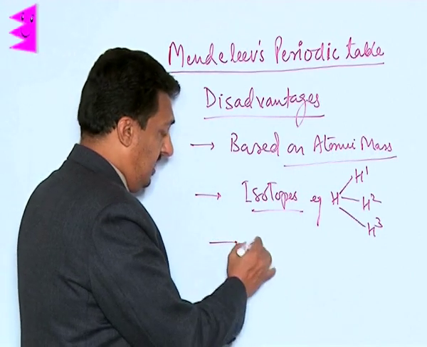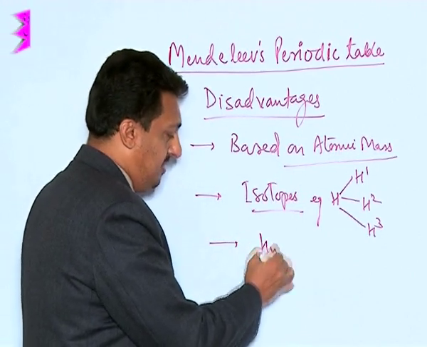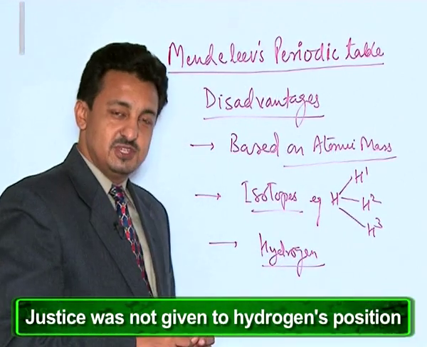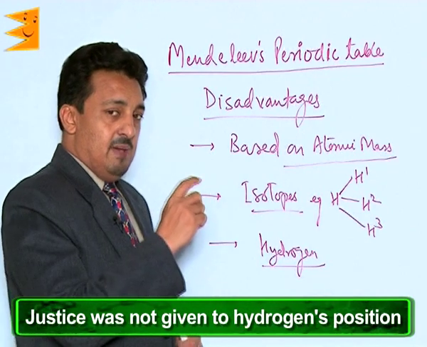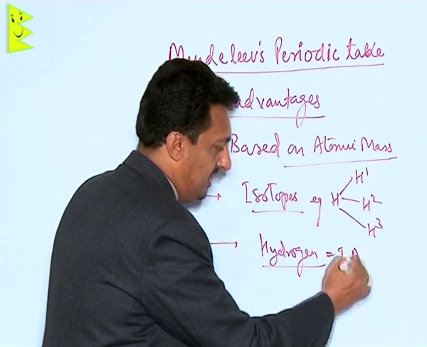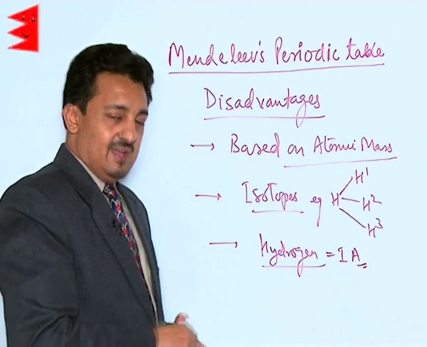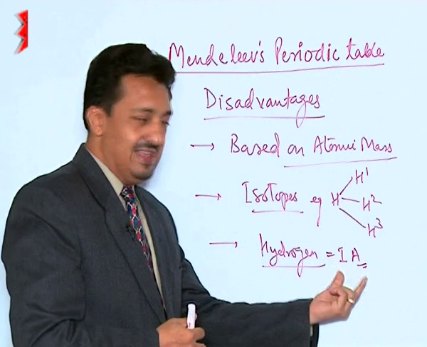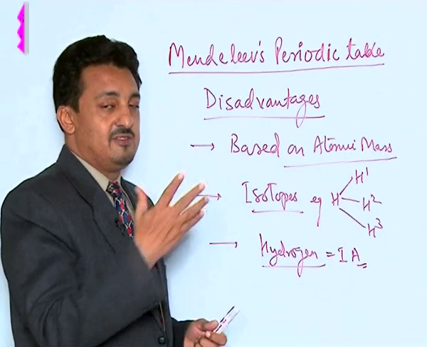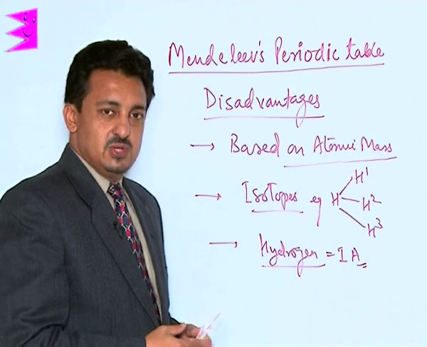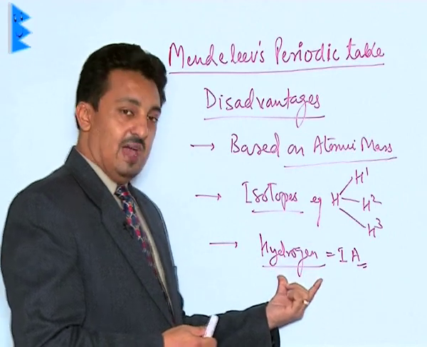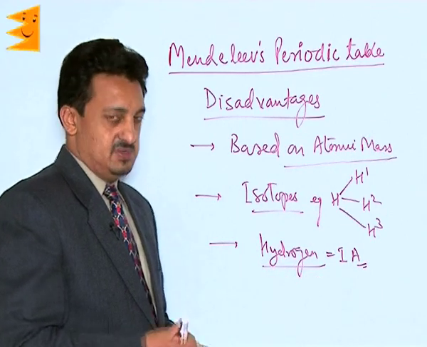Second, he was not able to give justice to hydrogen's position. Mendeleev placed hydrogen in group 1A above the alkali metals, considering its valency to be +1 like the alkali metals. That's fine, but we know it resembles the halogens also. So the position which Mendeleev gave to hydrogen was again a disadvantage.